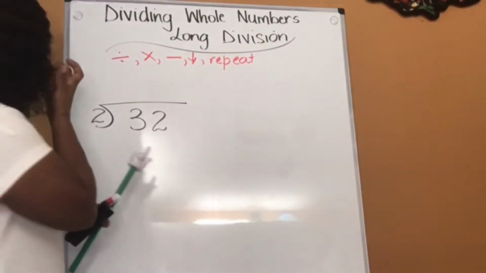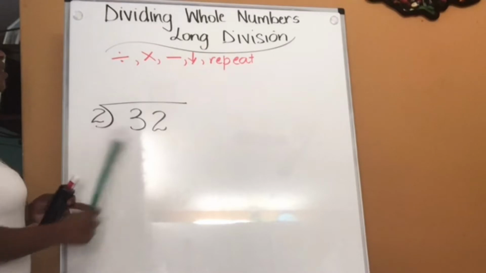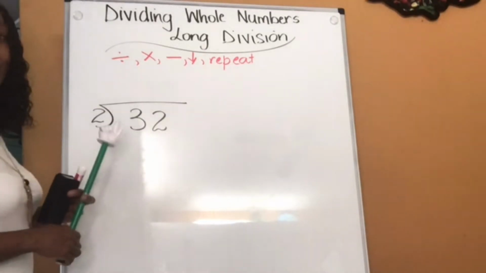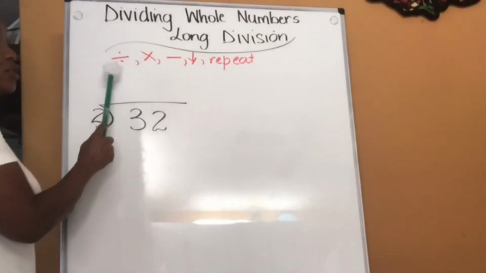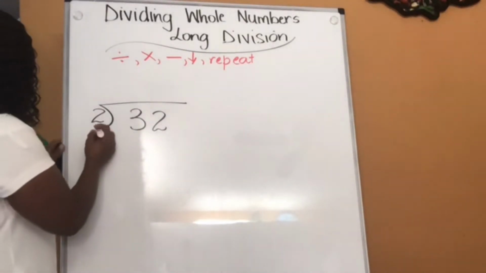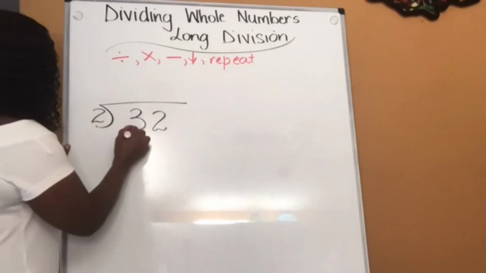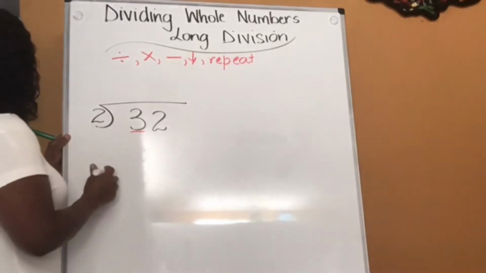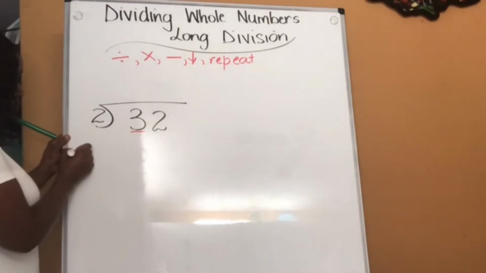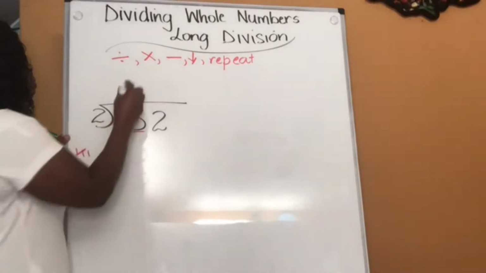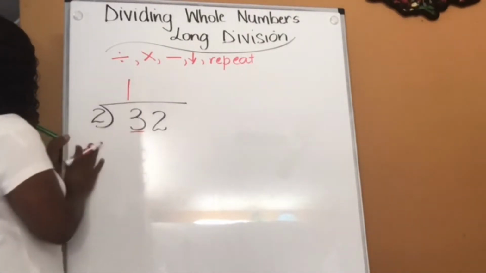Let's start working. So here, 32 divided by 2. Step 1 says the first thing we need to do is divide. So we're asking how many sets of 2 can we get from 3? We're still taking it step by step. So if I have 1, 2, 3 and I take a set of 2, only 1 I can get, no more. So I put my 1 up there.